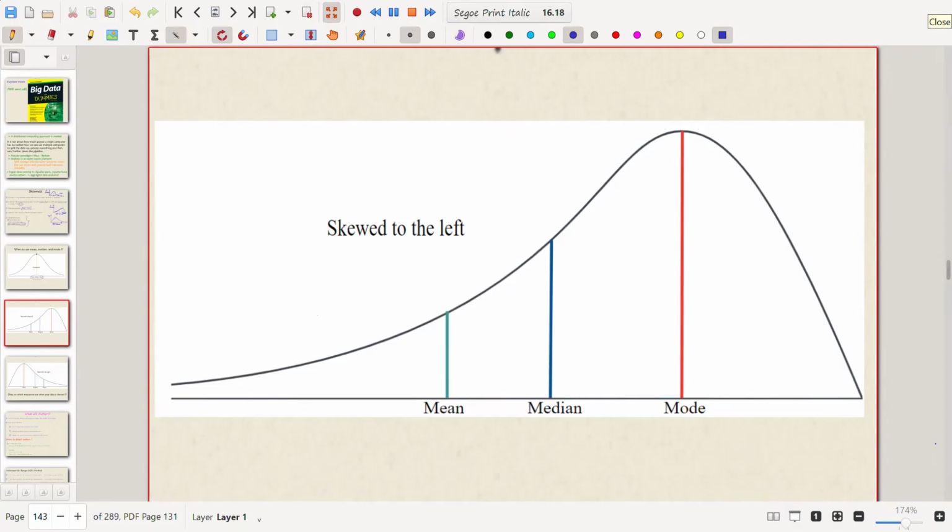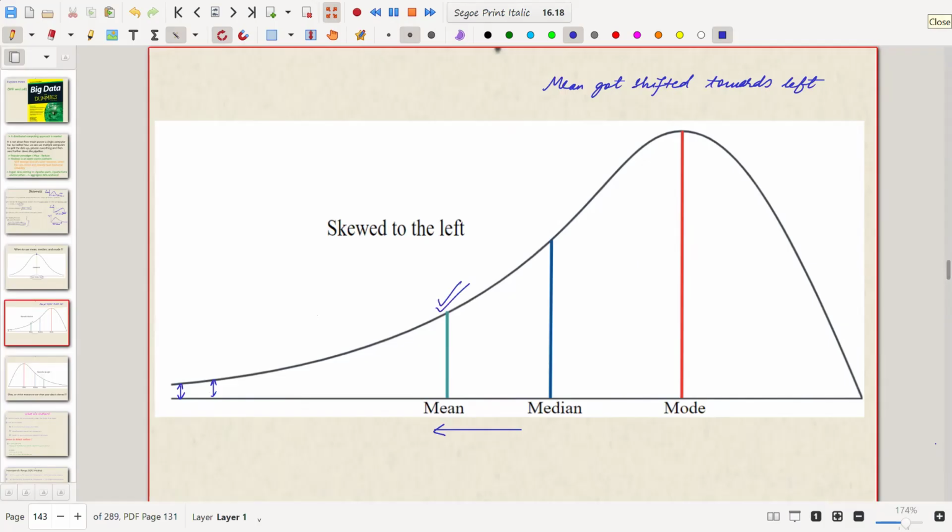So you can see skewed to the left means the smallest values are present here. Due to these smallest values, the mean, which was here previously, got shifted towards the left. You will see that the mean shifts towards the side of skewness. Where the skewness is, the mean shifts to that side. Here the skewness is towards the left, so the mean has gone to the left.